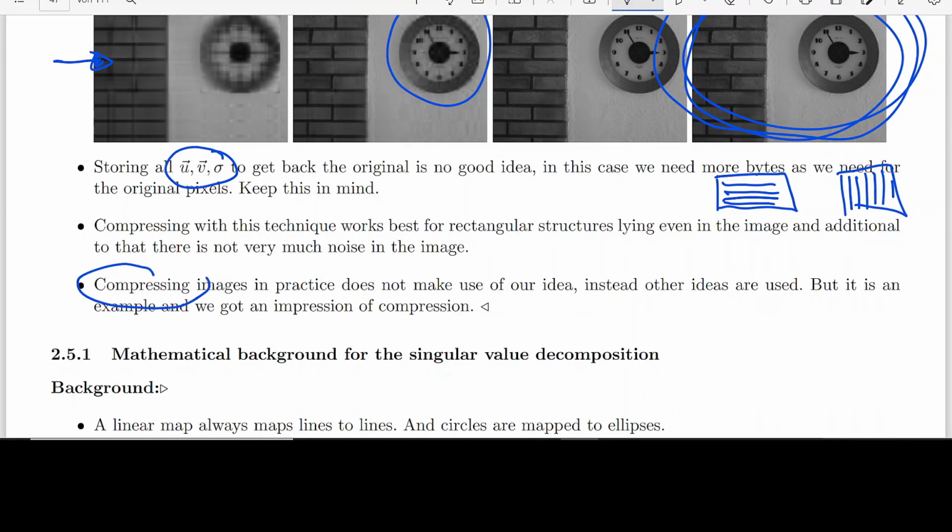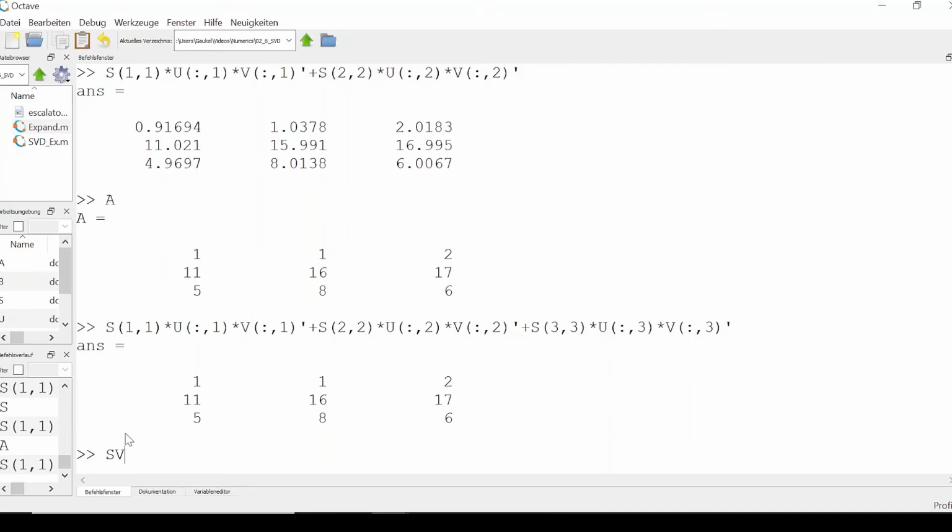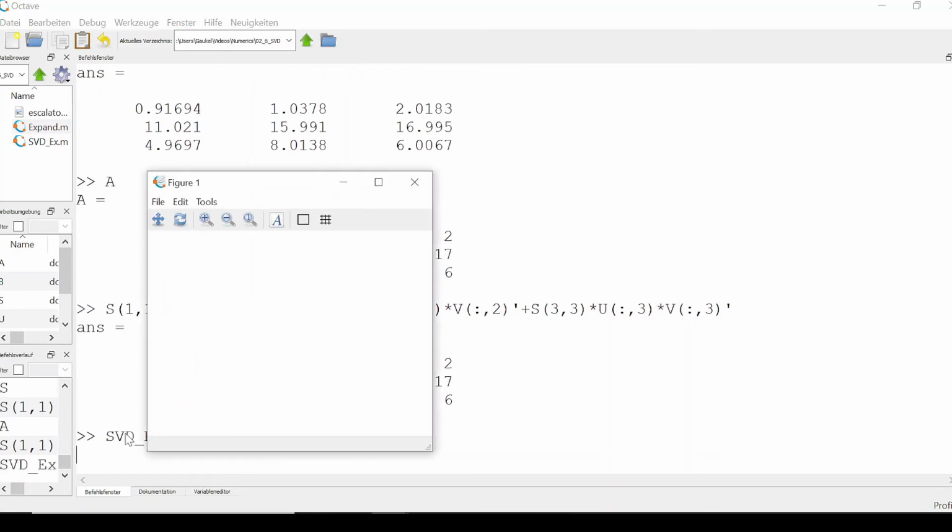If you really are interested in compressing images, as far as I know, the SVD decomposition is not a technique which is used in that context. There are better ideas, but this is one of the ideas, and this is one of the ideas you should test, and then you should compare with other ideas. But for me, it's a fascinating example how you can use this mathematical tool. And now I want to give you one more example. I coded here some code, and then we get the following.